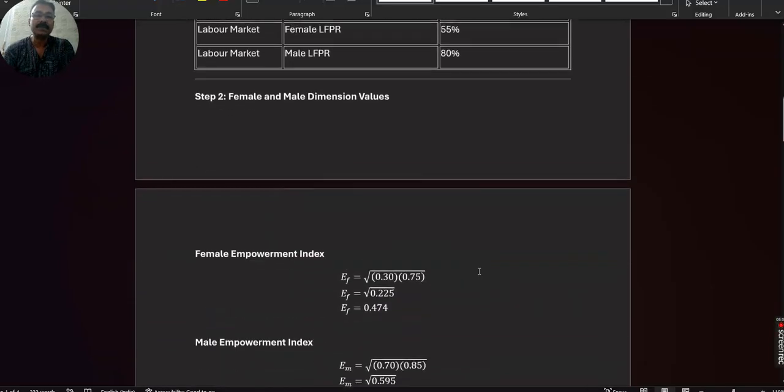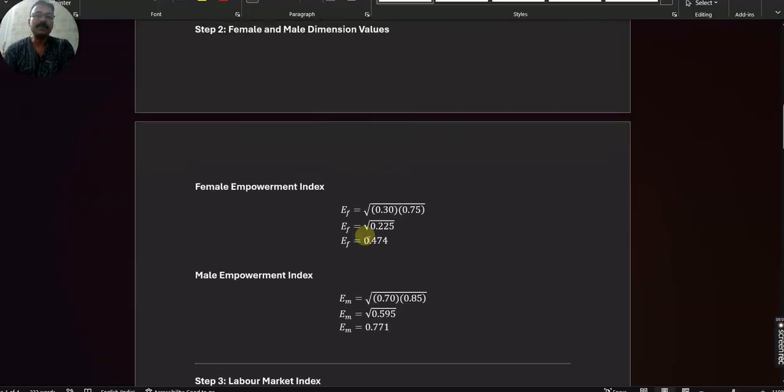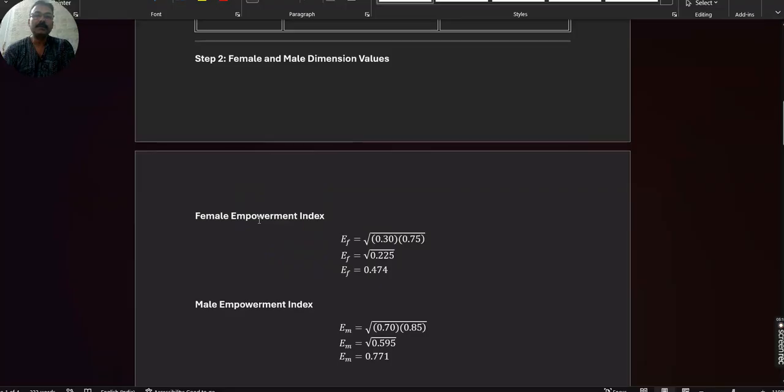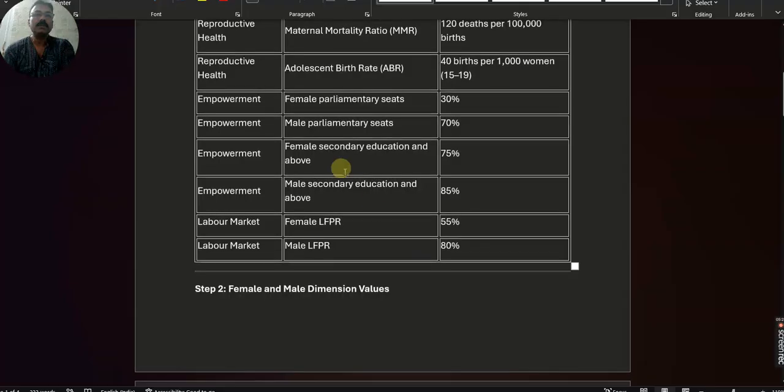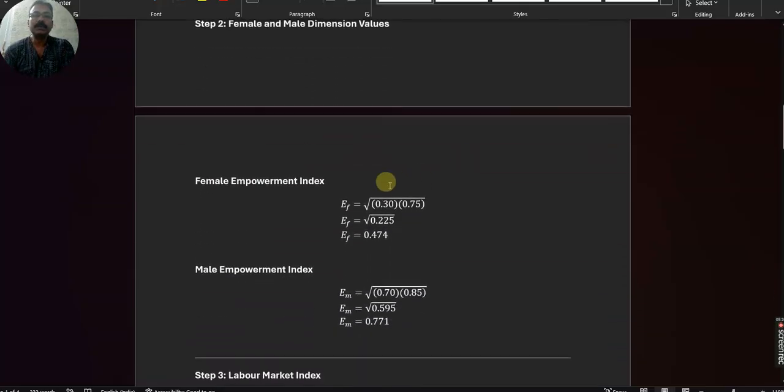Now what we have to do, the first step, is to calculate each dimension's index, comparing both male and female, using the geometric mean of these values. The empowerment index for female is 0.30 times 0.75. The empowerment value for female parliamentary seats is 0.30, and for female with secondary education it is 0.75. So we can take 75% and 30%, just converting into fractions 0.30 and 0.75, and take the geometric mean of these two.